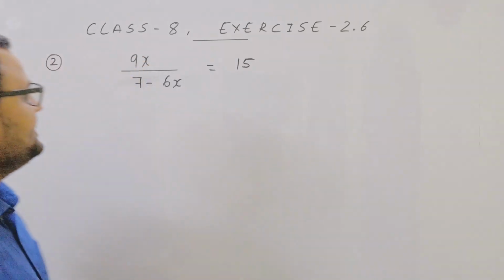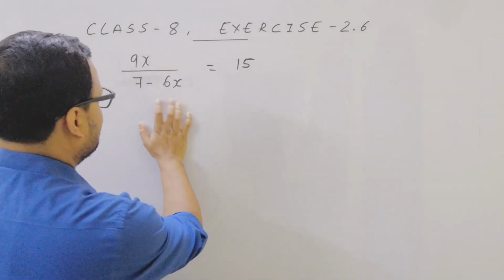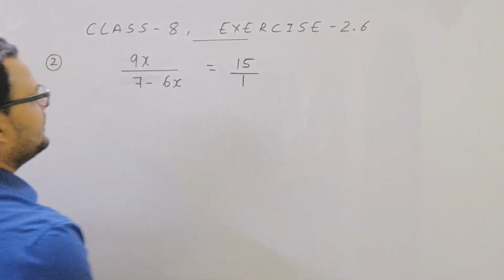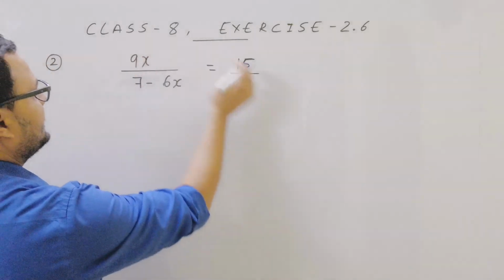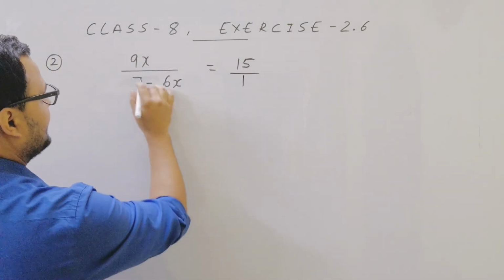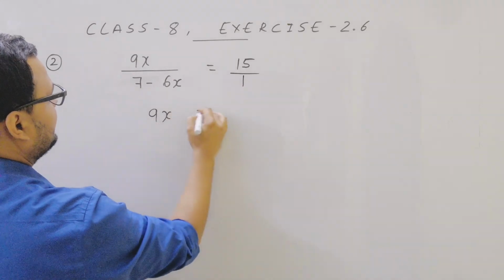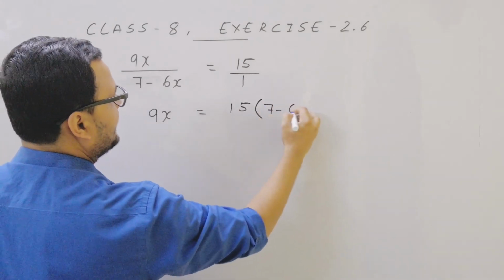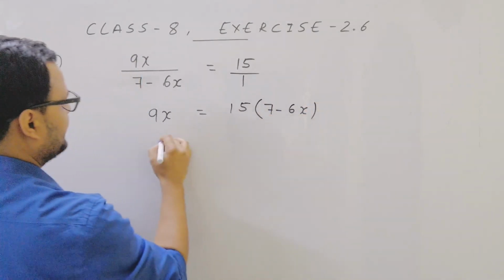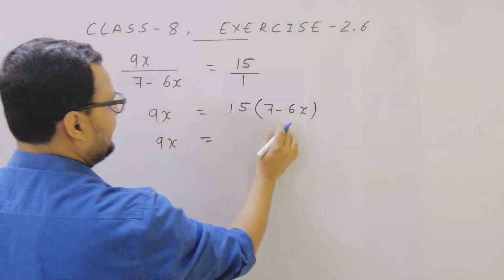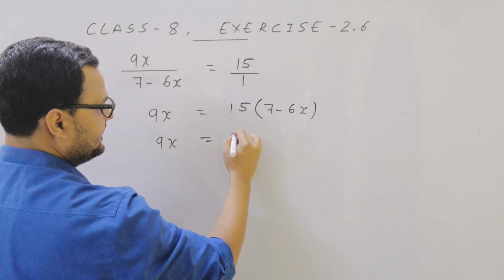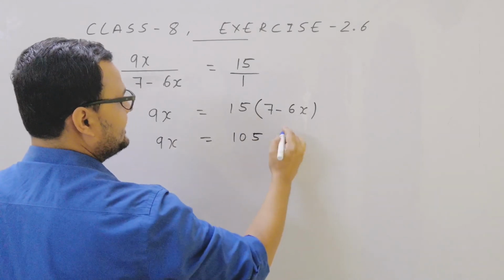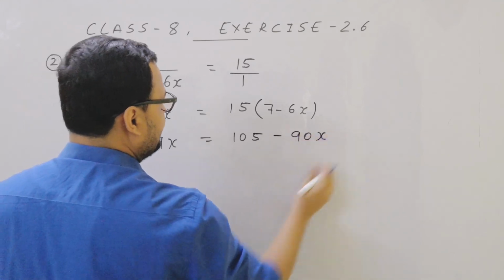Now, the second question is 9x divided by (7 minus 6x) equal 15. Again 15, I can write as 15 by 1. Now, same thing, cross multiplication. So 9x into 1, it became 9x, and then 15 into (7 minus 6x). When I simplify this bracket, 15 into 7, 15 sevens are 105. And 15 into minus 6x, so I got minus 90x.